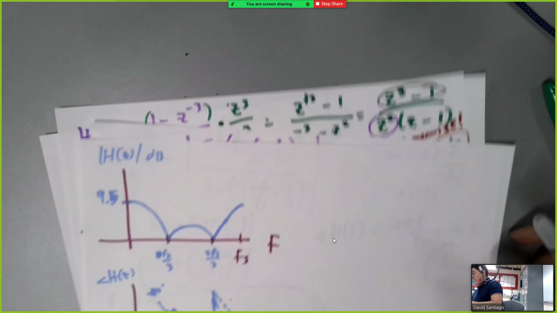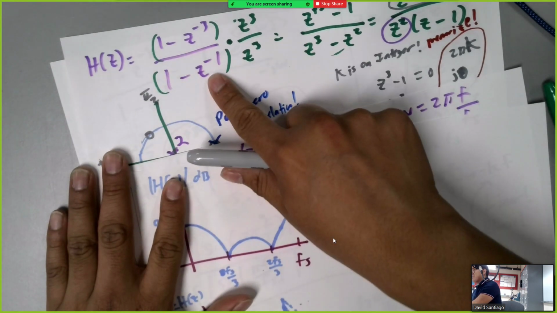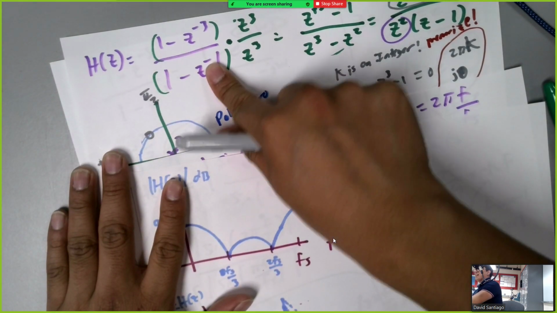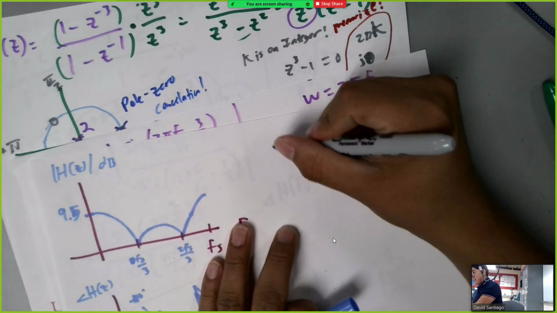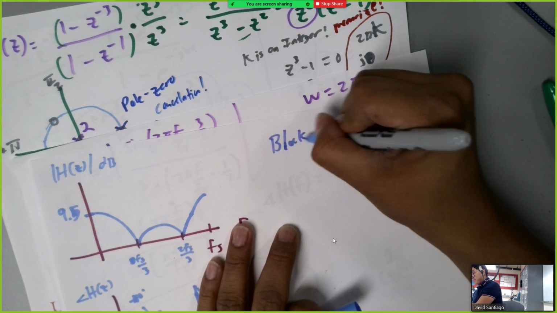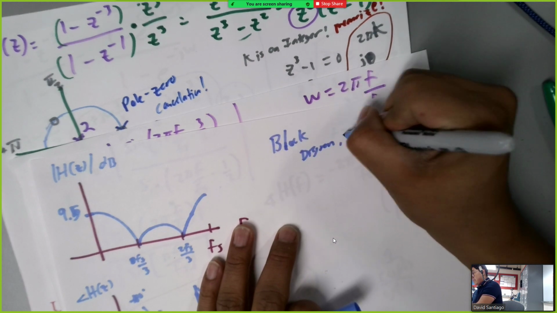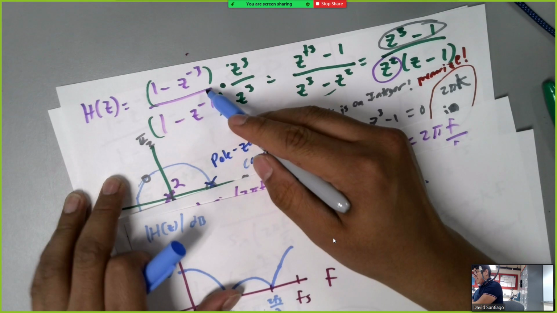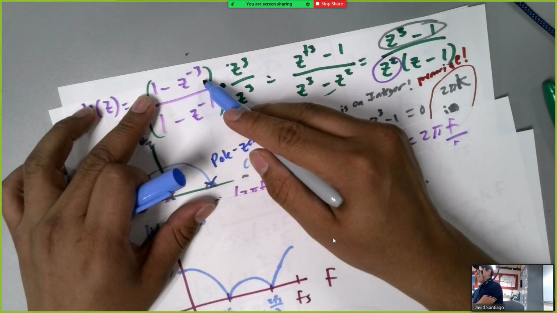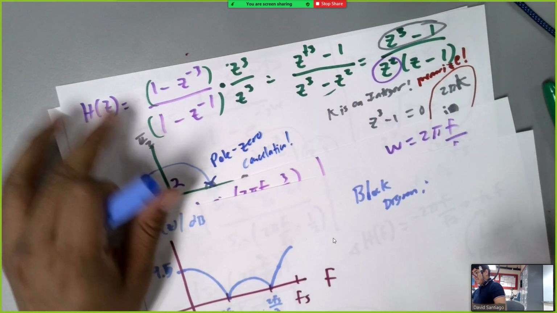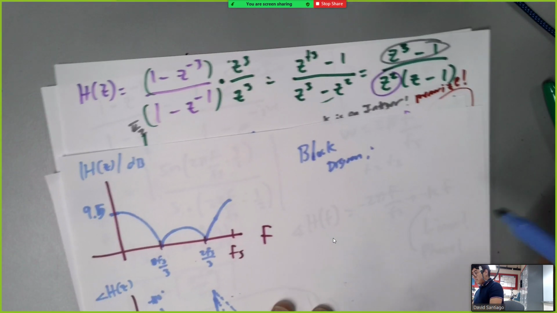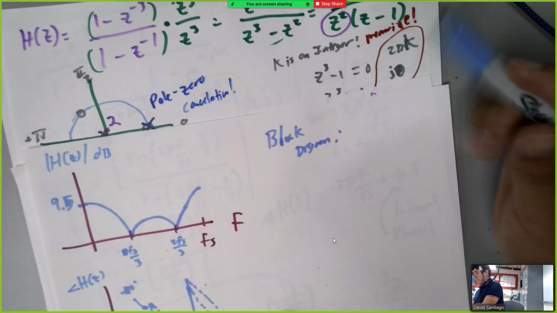The final thing I asked was, how do you determine the block diagram for this? So block diagram. Okay, so this right here are zeros, right? And these are our poles, okay? Let me try to see if I can show it to you.